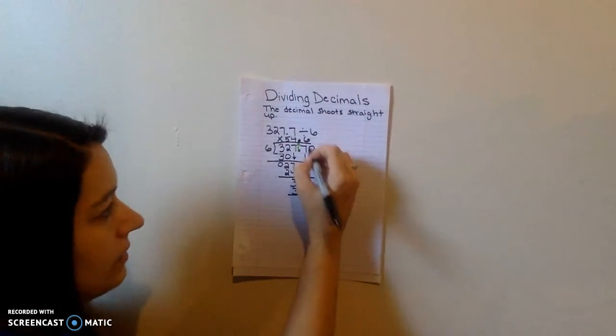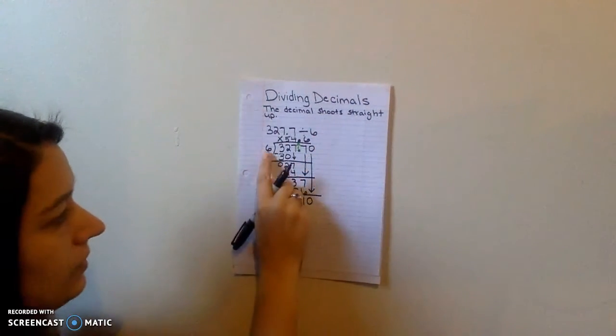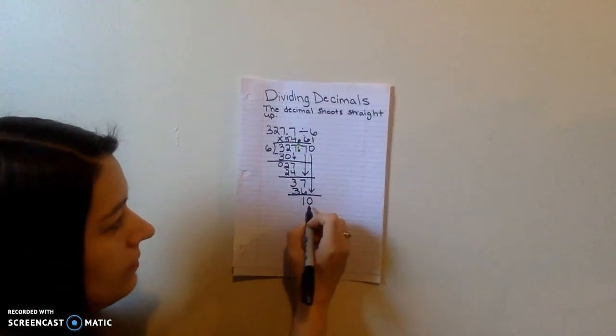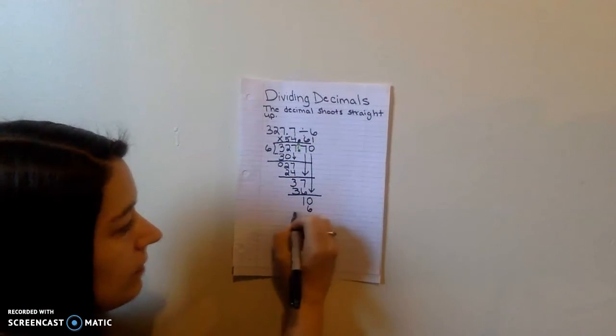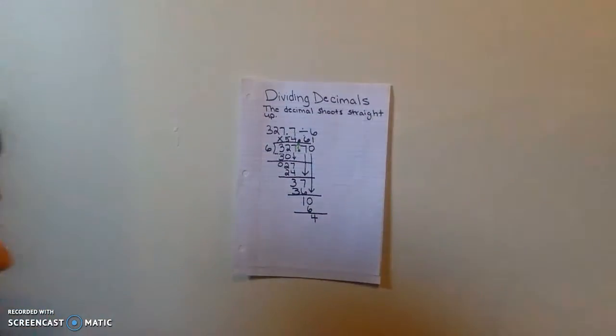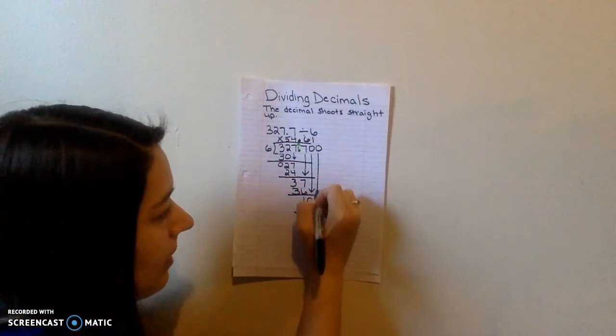We can write in a 0 and bring it down. 6 goes into 10 1 time. 6 times 1 is 6. We end up with 4. If we wanted to do it one more time, we could. We can write in another 0 and drop it down.